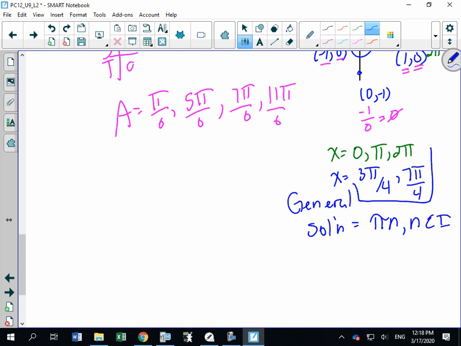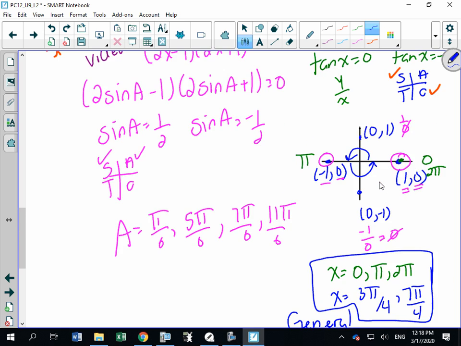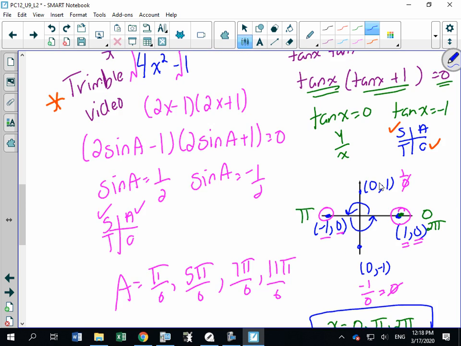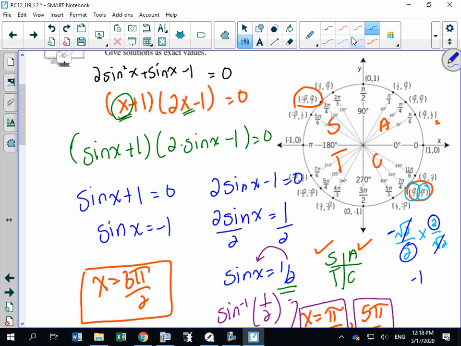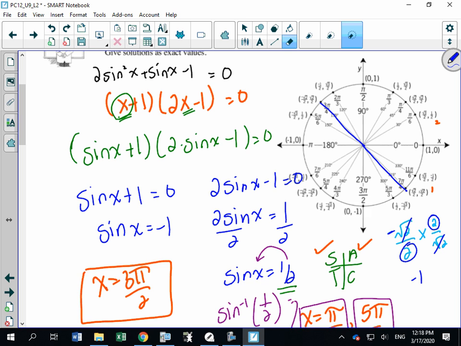So this question actually has 5 solutions. Now, if I was to write a general solution for these two, I'm just going to show you what happens on my unit circle. So 3 pi over 4 and 7 pi over 4. So let me go here. Let's erase this. 3 pi over 4 and 7 pi over 4. Okay, one of my solutions is this guy, and here's my other solution, that guy there.